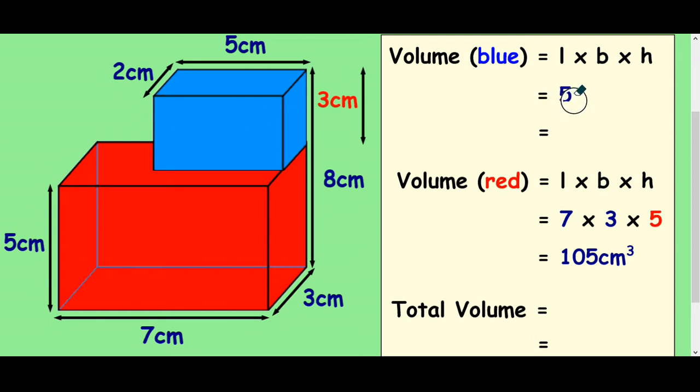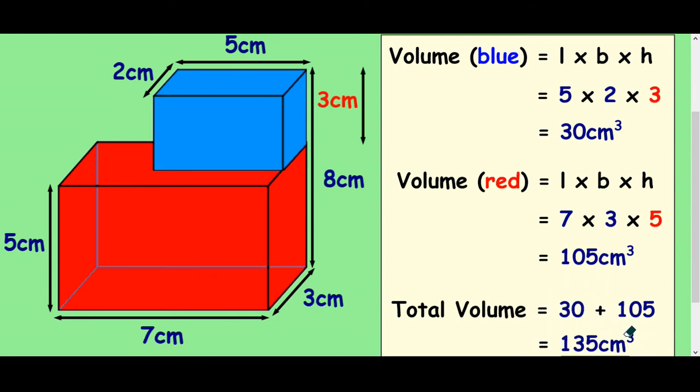We've got length 5 times 2 times by 3. So 5 times 2 is 10, times it by 3, and you're getting 30. Now remember to add them up. So the total volume is 105 plus 30, or 30 plus 105, and then write your answer. So this is the kind of working we're expecting for these types of questions. Two volume calculations and then add them.